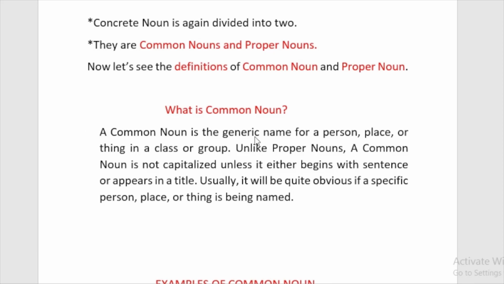So common noun means it's a general name of a person, a place or thing in a class or a group. And unlike proper nouns, it is not the same as a proper noun in one respect: its beginning letter will not be capital, whereas in a proper noun you will be beginning with the capital letter, right? So here you will not do so, unless a sentence is beginning with a common noun, then the beginning letter of that sentence will be in capital, or the common noun is going to be a title, then the beginning letter will be in capital. So usually it will be quite obvious if a specific person, place or thing is being named.